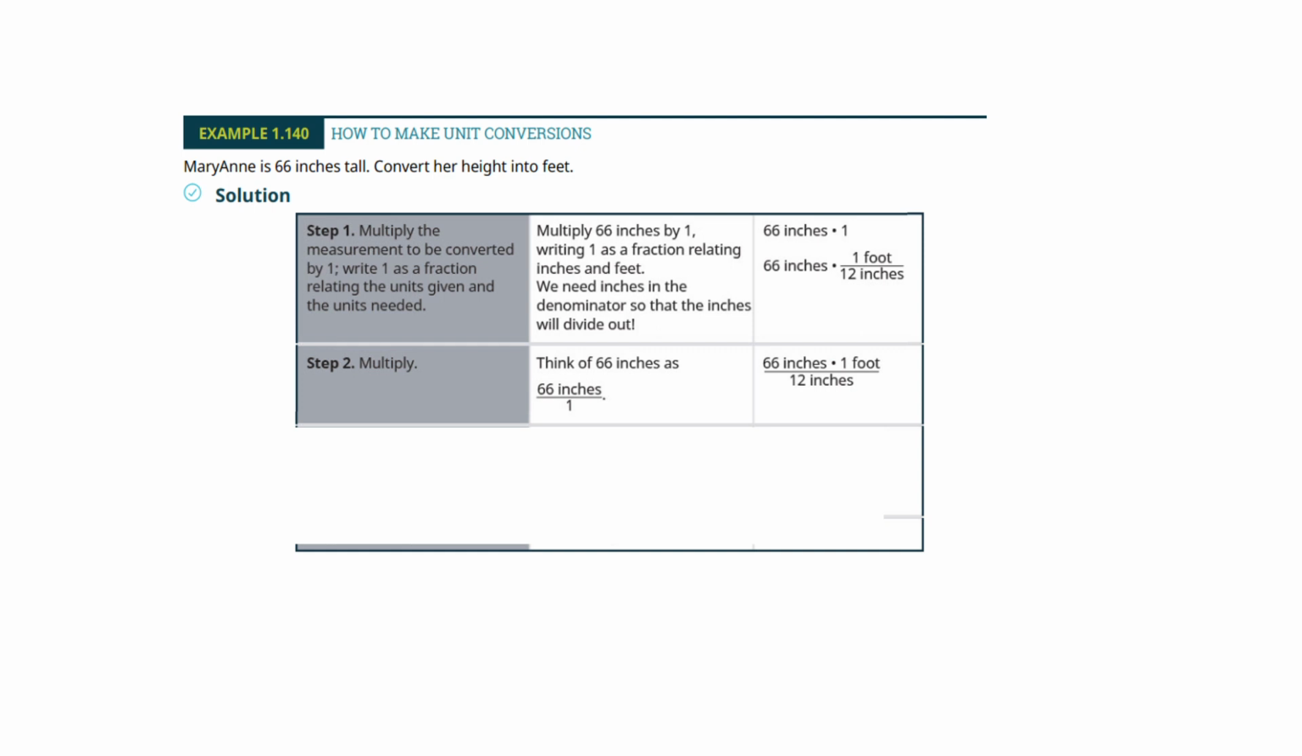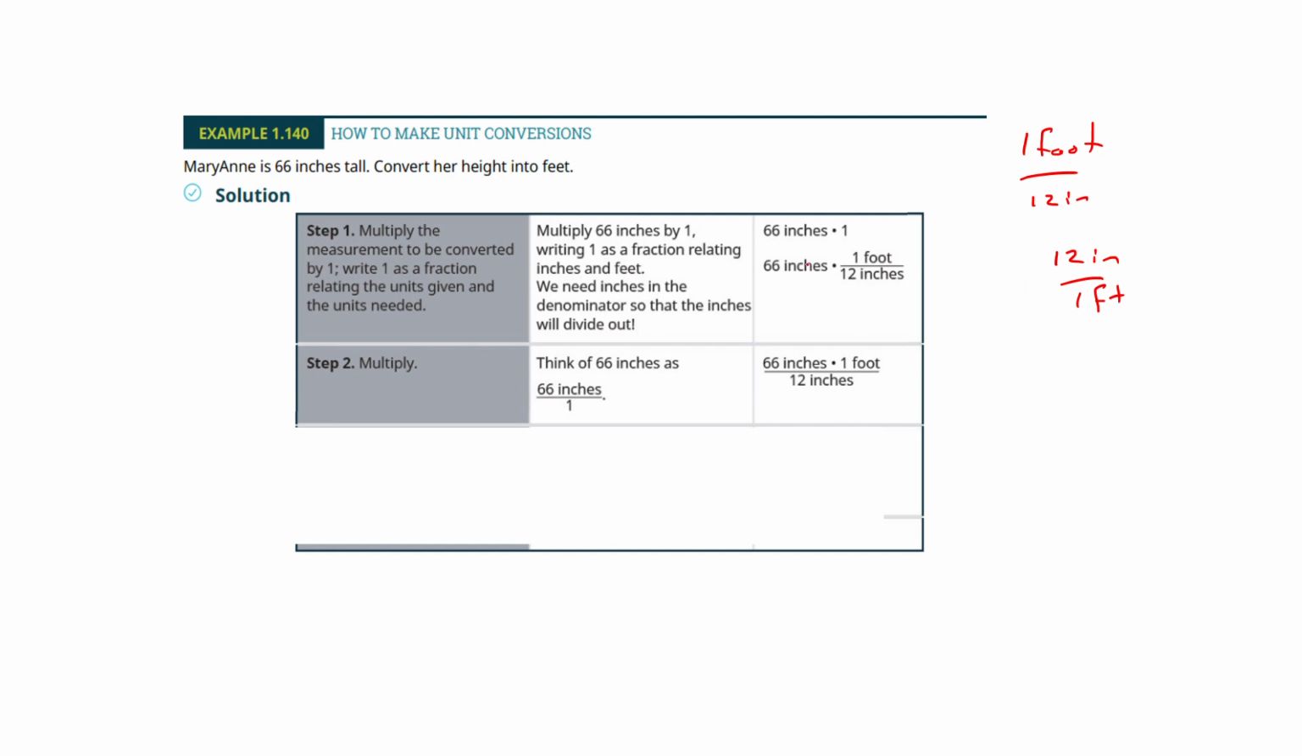Now, the approach is really clever. So if I've got 66 inches, I just need the conversion ratio here. Well, 1 foot has 12 inches in it. Now, you could go either way. You could go 1 foot is 12 inches, or you could do 12 inches is 1 foot. You can go either way. It's still the same ratio. Now, which one do you use?